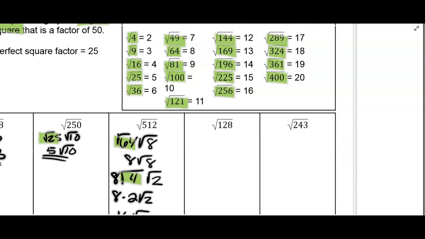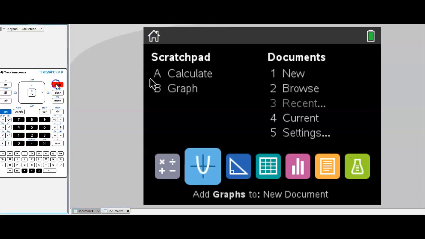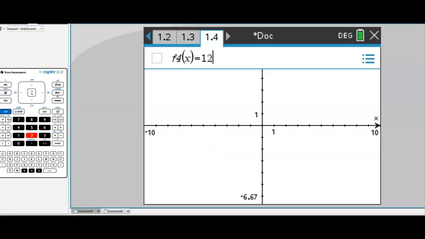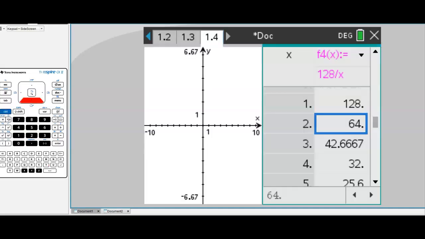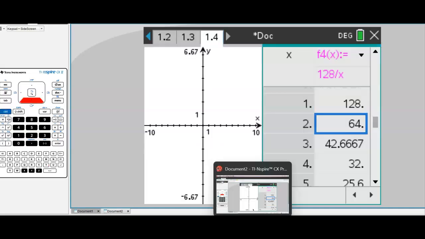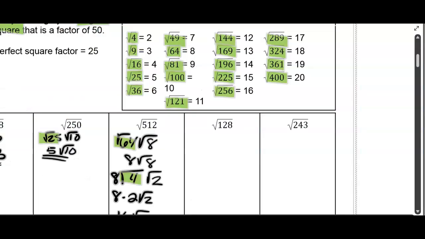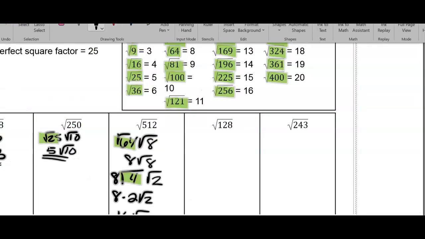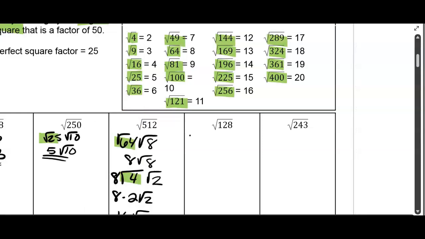So 128, we're going to go back to our graph to get our factor list, and we're going to say, okay, 128 divided by x, Control C, and I'm going to find a perfect square. There we go, 2 times 64. I know 64 is a perfect square. So I'm going to rewrite this as square root of 64 times square root of 2. Square root of 64 is 8. Square root of 2. 2 cannot simplify further, so that's it.